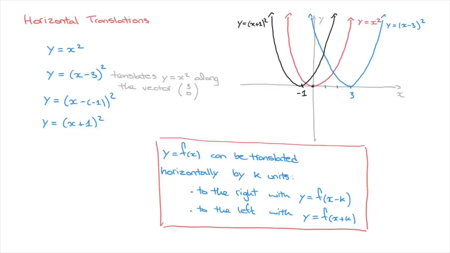And in a similar way, the second example we saw, y equals (x plus 1) squared, well, this translates y equals x squared along the vector (negative 1, 0), where this negative 1 tells us that the curve's been moved 1 unit to the left, and this 0 again tells us that the curve hasn't been moved upwards or downwards. You'll definitely want to pick up the habit of describing translations with vectors. It's very common in exam questions. Okay, now that that's said, let's look at some more examples.